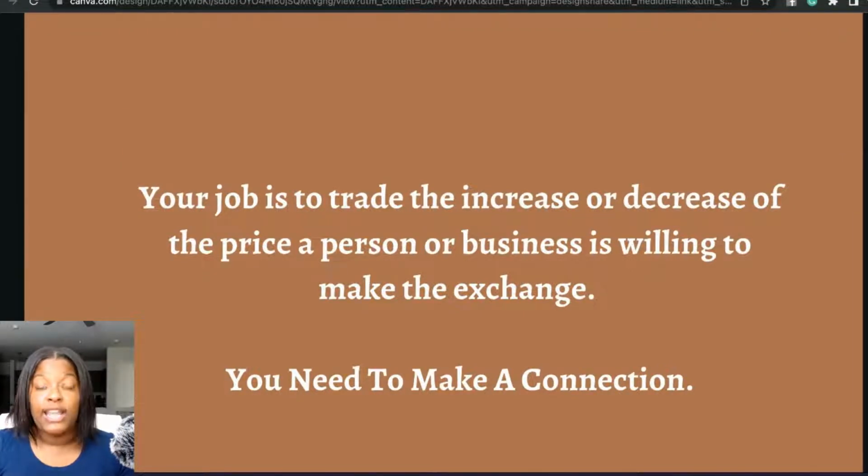If I asked any of you guys here, what does an Australian dollar look like? Could you tell me? What does a Canadian dollar look like? Could you tell me? What does a pound look like? What does a euro look like outside of your own currency? Could you tell me what it looks like? Because if you cannot, you've not made that first connection with what you actually trade in this market.